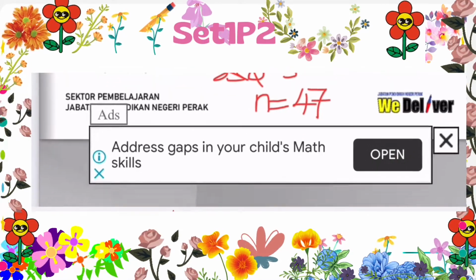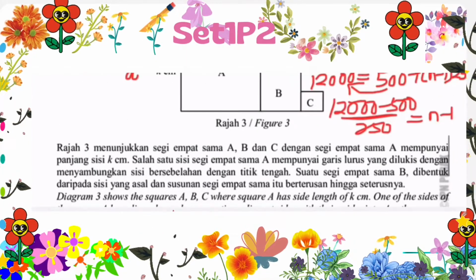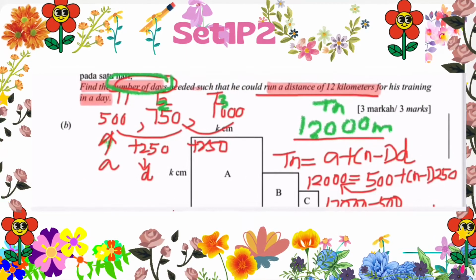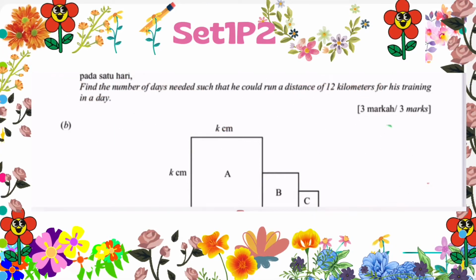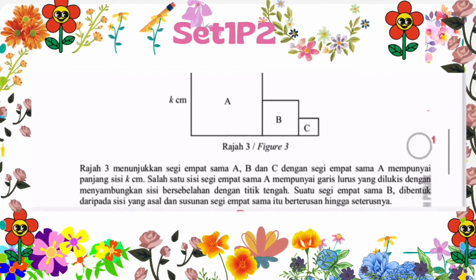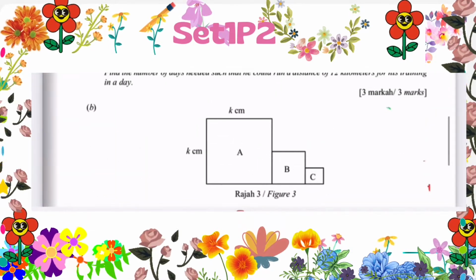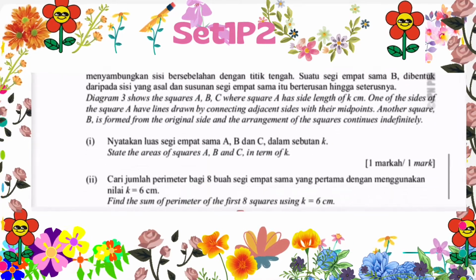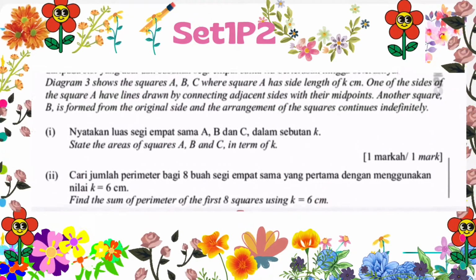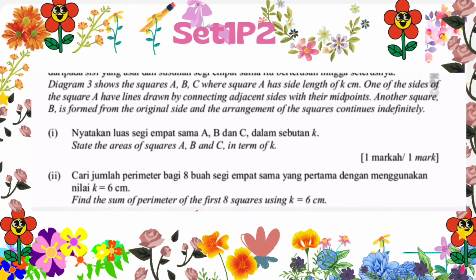Right, let's proceed to part B, which is about this question. Now let me erase first. For part B, we are asked to study the diagram first, right? So let's study the diagram. So this is a diagram. Okay, so let's go through the question. Okay, right. Now I'm going to highlight.